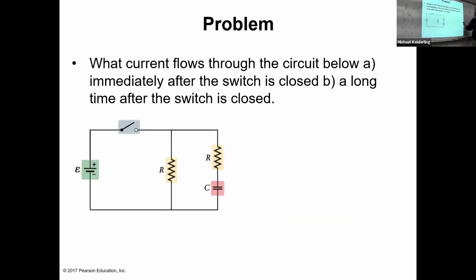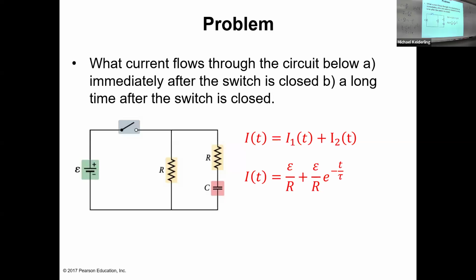I'll just go through this. Immediately after the switch is closed, it's as if the capacitor was just connected with a wire. So the total current will be current 1 plus current 2. Here, the voltage across here is just going to be epsilon. The voltage across here is going to be epsilon. So in general, current total is going to be epsilon over R. And then along here, it's going to be epsilon over R e to the minus t over tau.